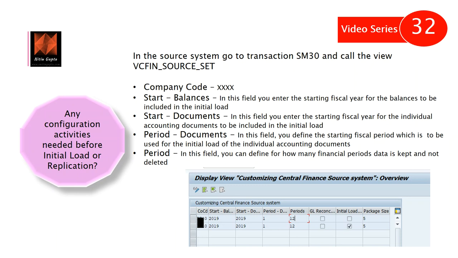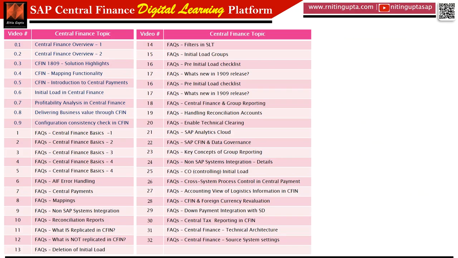test system, because you might be refreshing your source system with production data during multiple test phases. So it keeps on changing. However, conceptually it is important to understand how this table works. So this is the short video in FAQ format on central finance source system settings.